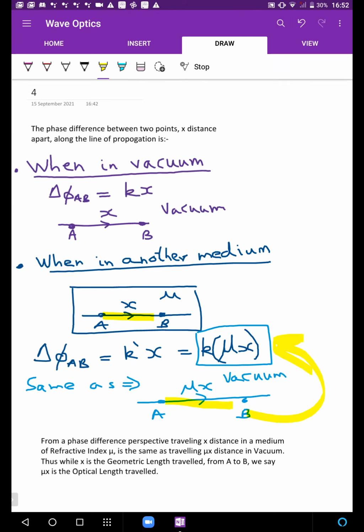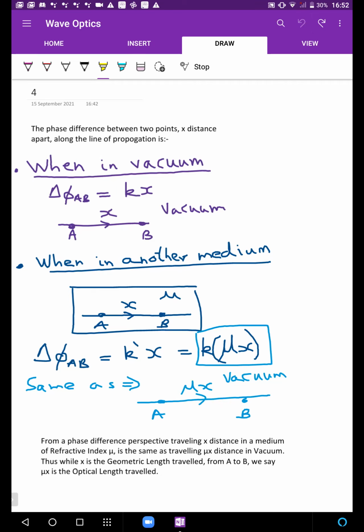So if you remember, when light travels in another medium, it's almost like it gets extra points for covering the same distance. It travels x distance, but that's the same as traveling mu x distance in vacuum. It's kind of like you ran through water, which is a lot more difficult than running through air.